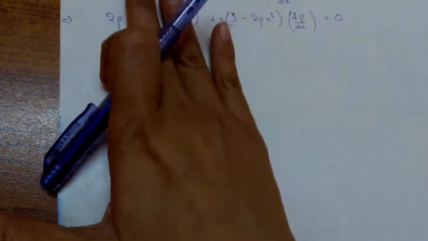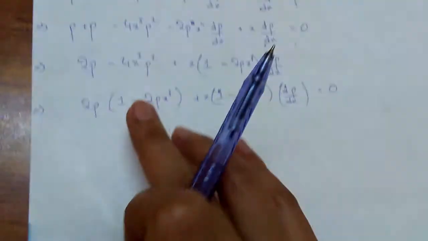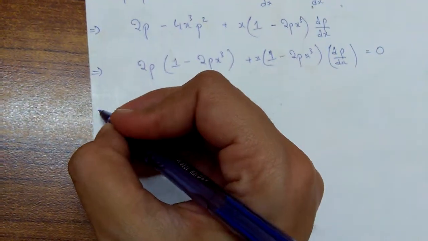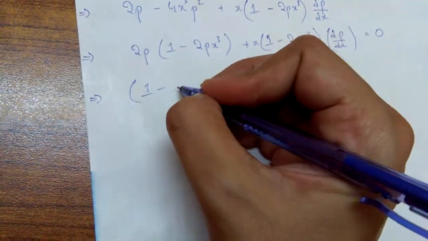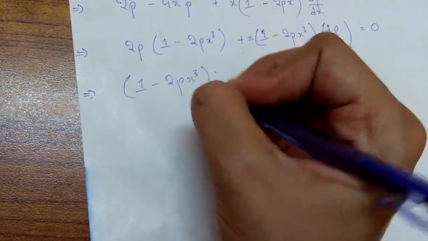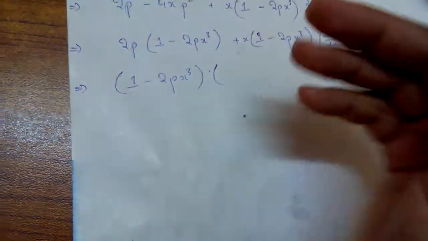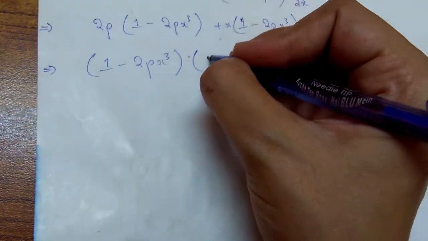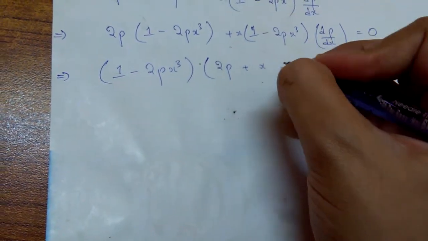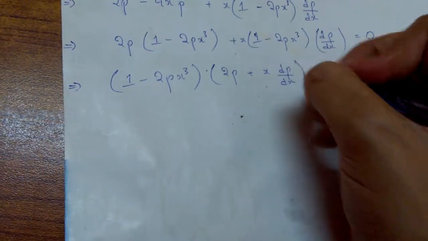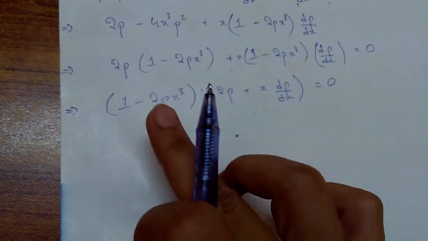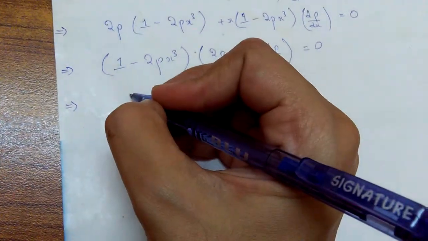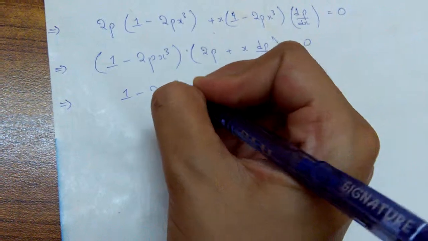All right, now you see in these two terms 1 minus 2px cubed is coming common, so we are going to take it out and write it just once, like what exactly you do in mid-term breaking, and then over here we are going to write another factor by collecting the remnants together. That's it. Now just equate both these factors to 0.